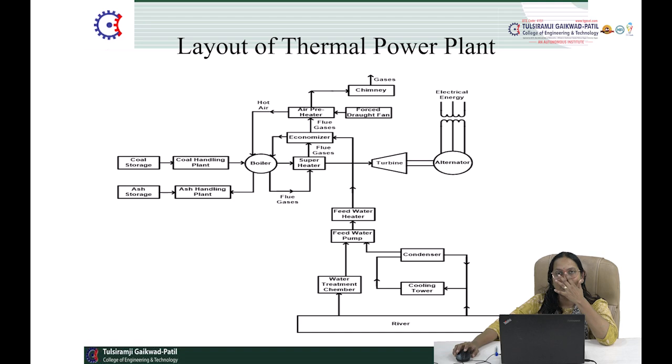That means whatever will be the output of the turbine is the input to the alternator, and as the function of the alternator is to simply convert the mechanical energy into electrical energy, in this way we are getting the electrical energy. Now we will see the next part.